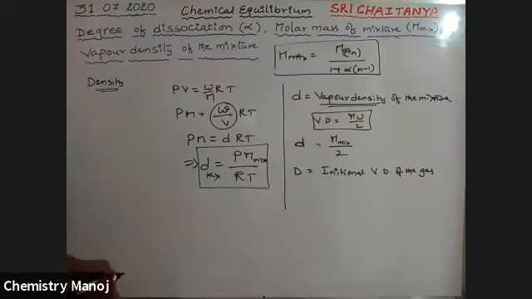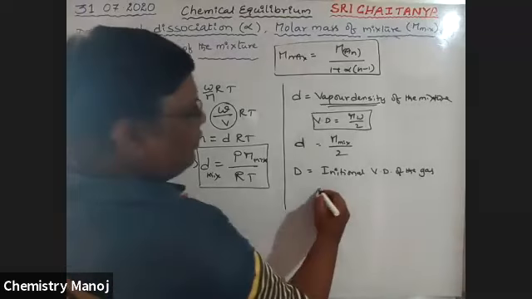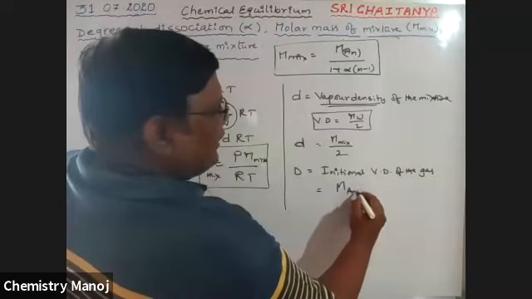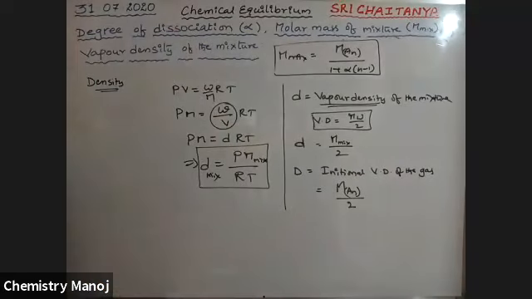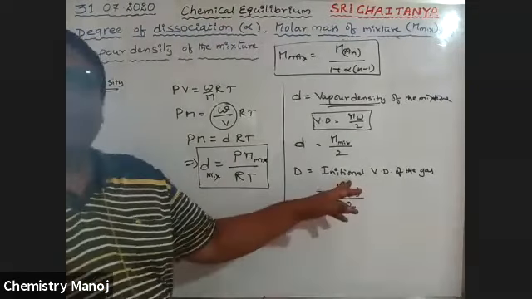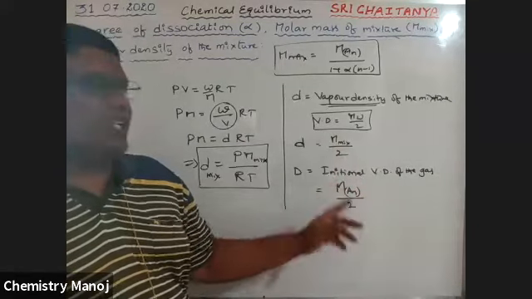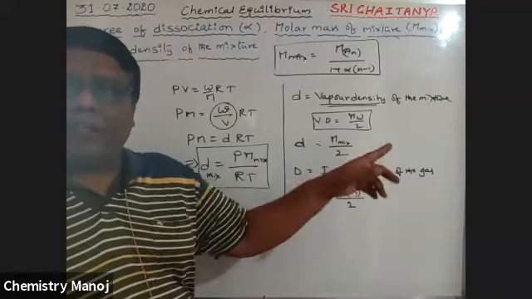Initial vapor density of the gas. Initially we have only AN. So the molecular mass of AN by 2, molecular mass of AN, only AN exists. After equilibrium is established, AN and AR exist.